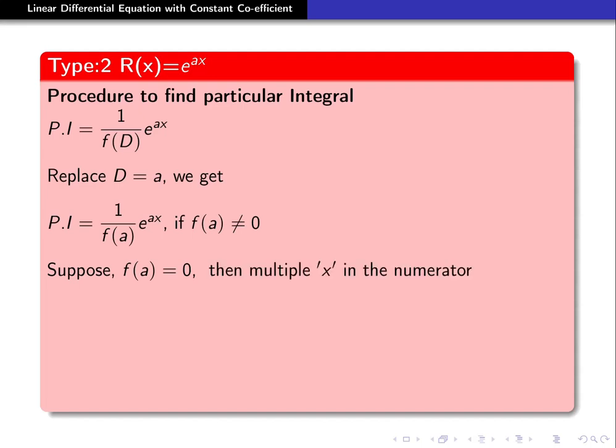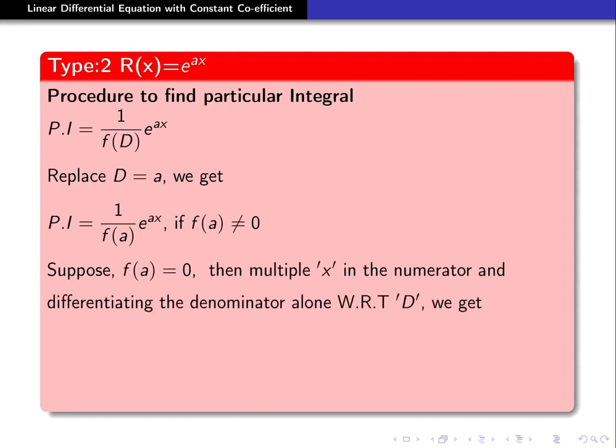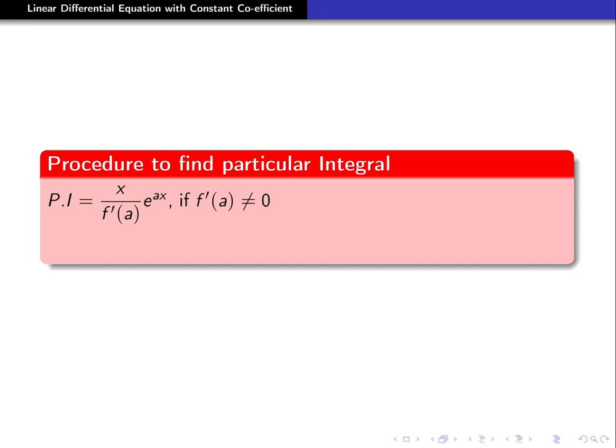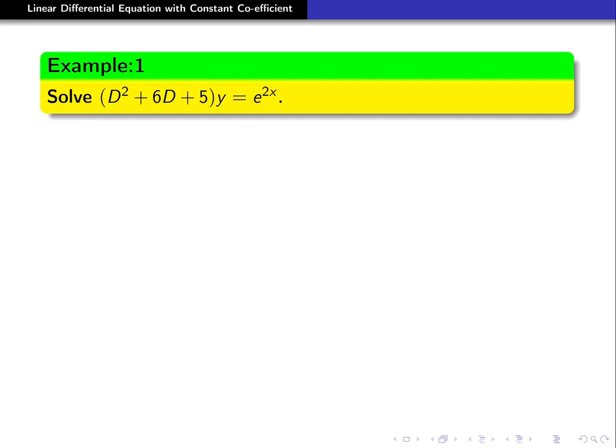Suppose f(a) is 0, then multiply by x in the numerator and differentiate the denominator with respect to D, only the denominator. So we get particular integral = x/f'(D) · e^(ax). Replace D = a, we get x/f'(a) · e^(ax). Suppose f'(a) is also 0, we can do the above process again. So now we will go on to solve the problems.